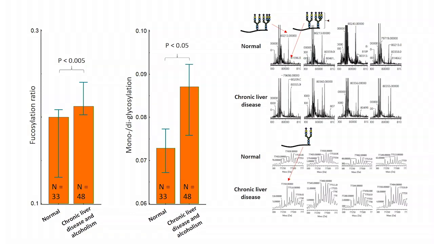And from the mass spectrum, the top panel is from a normal subject. So we can see that the fucosylated species is not present. And then in those with chronic liver disease, the fucosylated species are elevated. And for the monoglycosylated species, we can also see a slight increase in the case of chronic liver disease, although the increase is not really pronounced compared to normal subjects.